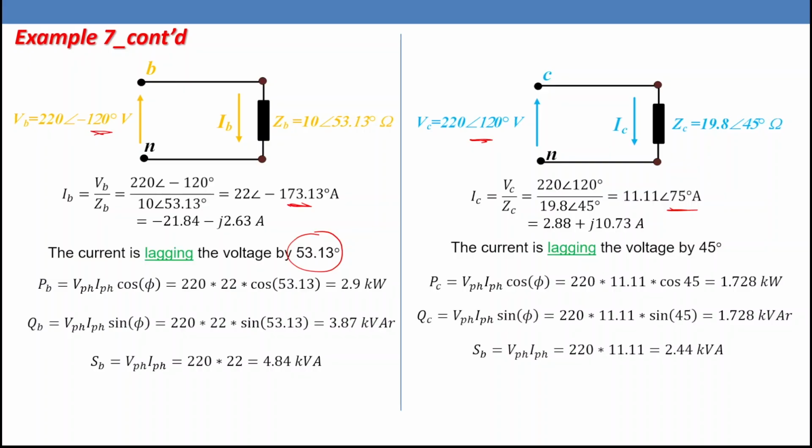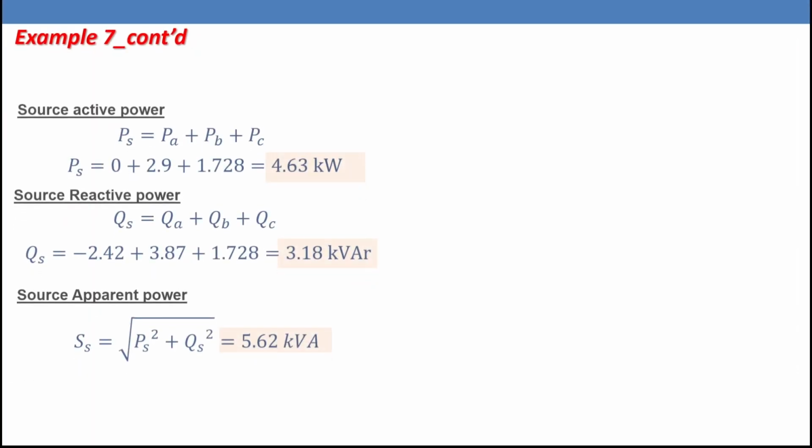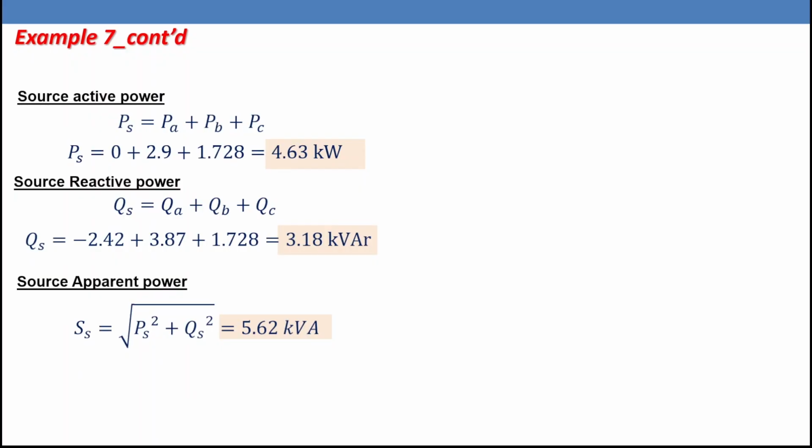Now it's time to calculate the source power. For the active one, we are going to add the power from each phase. So 0 plus 2.9 plus 1.73 gives you 4.63 kilowatt. Regarding the reactive power, you are going to do the same, but you need to consider the sign. So the reactive power for phase A is negative. For phases B and C is positive. So QS is 3.18 kilovar. Regarding the apparent power, S for the source is root PS square plus QS square, or you can calculate it as VA IA conjugate plus VB IB conjugate plus VC IC conjugate.